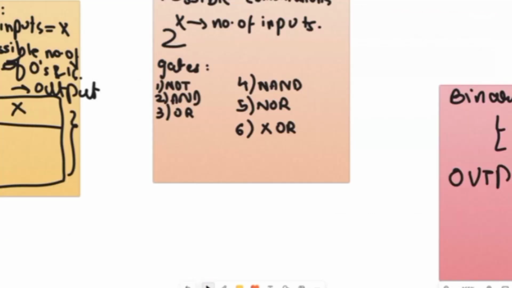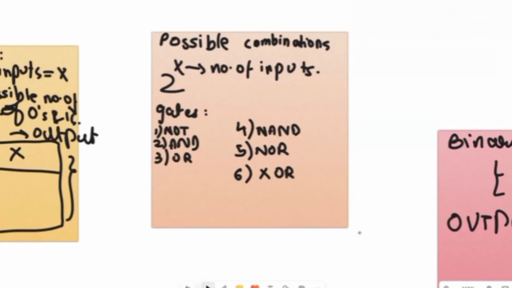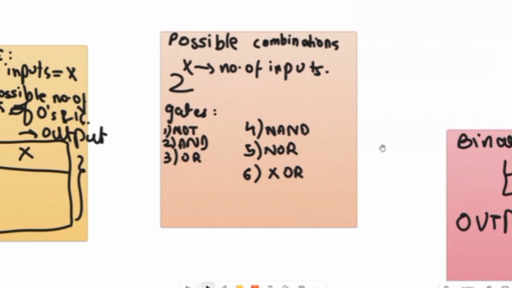Now, looking at what the possible combinations are. Before looking at the formula for possible combinations, let's look at the types of gates that are available. So we have your NOT gate, AND gate, OR gate, NAND, XOR, NOR gate. Now, the NOT gate is a really simple and basic gate, but it is also an exception to all the other five gates. The NOT gate is the only gate that takes only one input. All the other five gates can take two or more inputs.